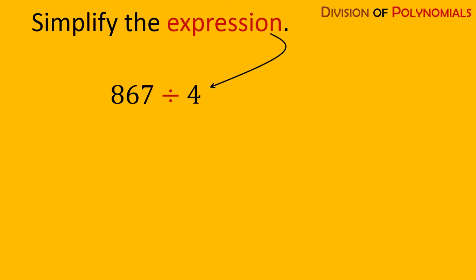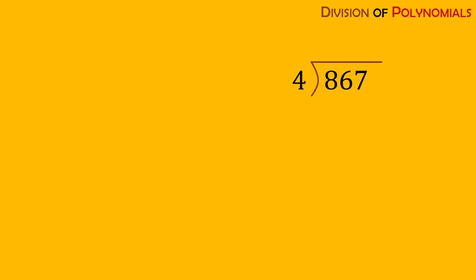Let's see how we divide numbers. To divide numbers, first we write the number which is the dividend, which is being divided, inside the division sign. Then we write the divisor, the number which will divide, outside it. Now I am going to write each and every step we use to divide numbers so that we can make the connection with the division of polynomials.